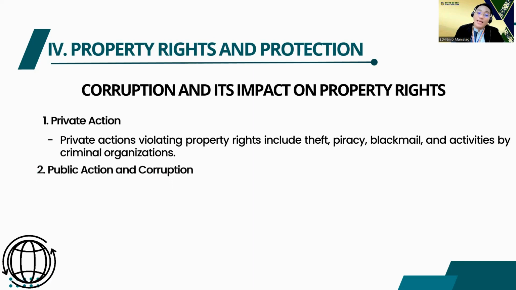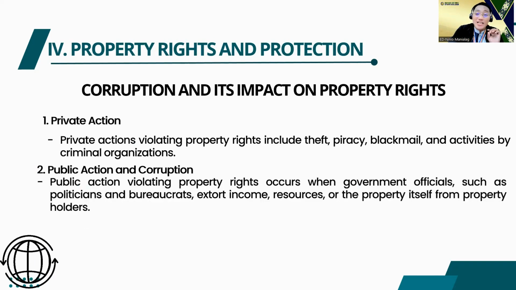Next is public action and corruption. Public action violating property rights occurs when government officials, such as politicians and bureaucrats, extort income, resources, or the property itself from the property holders. This can happen legally through excessive taxation or permits, or illegally through corruption and bribery.